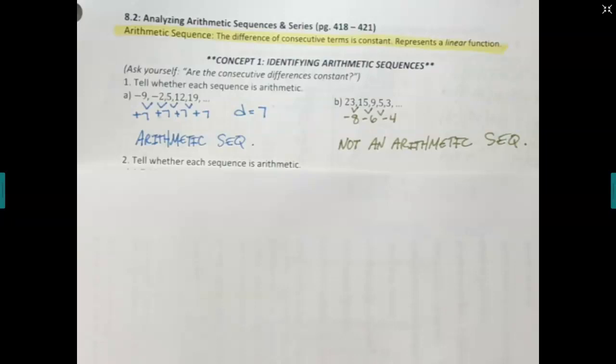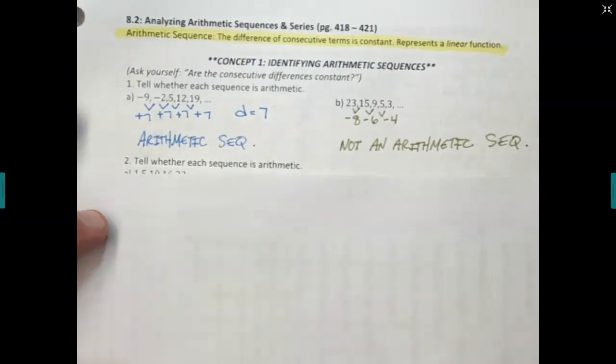As opposed to b, where how do I get from 23 to 15? I subtract 8. How do I get from 15 to 9? I subtract 6. 9 to 5, I subtract 4. Well, those are not common, therefore it's not an arithmetic sequence.